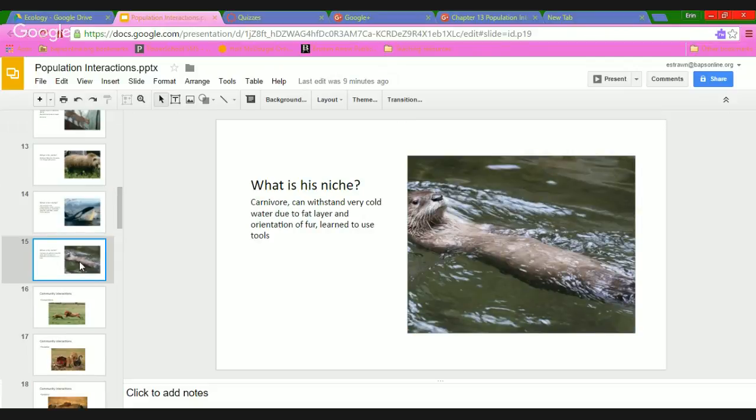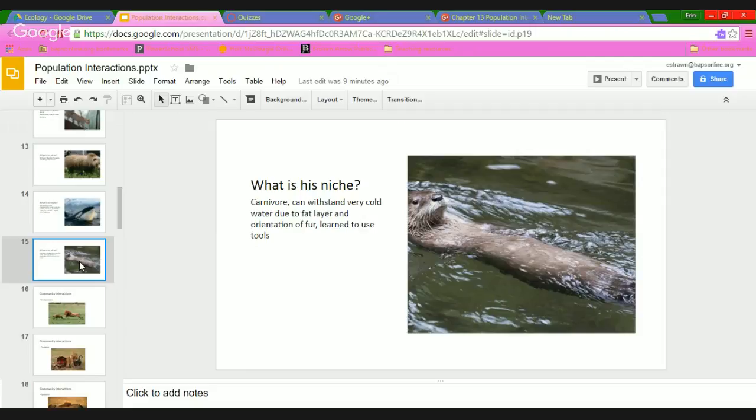This otter's special niche is that he's a carnivore, so he's not competing with other mammals for vegetable resources. He can also withstand very cold water because he has a specialized layer of fat that keeps him warm, and his actual hair follicles trap air so that the water never actually touches his skin. So when he comes out of the water, only the top layer of his fur is wet.